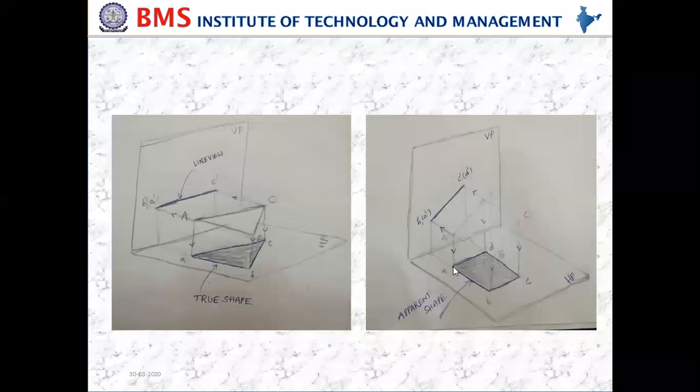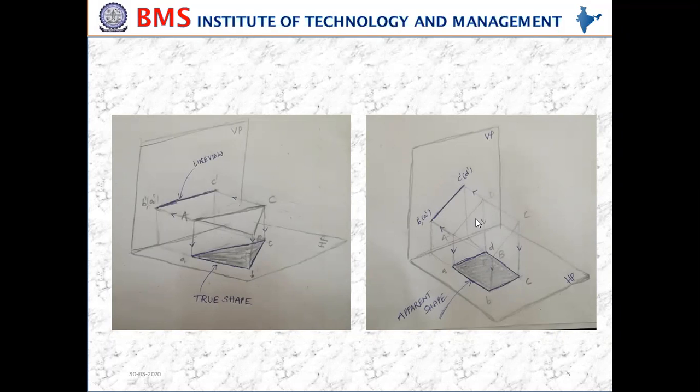If the square itself is parallel like this, then the top view will be obtained as the true shape. But it is not parallel. It is inclined at a certain angle. So the top view which you are going to obtain is an apparent shape. But this square is perpendicular to the VP. That's why I am going to get the front view as a line view.